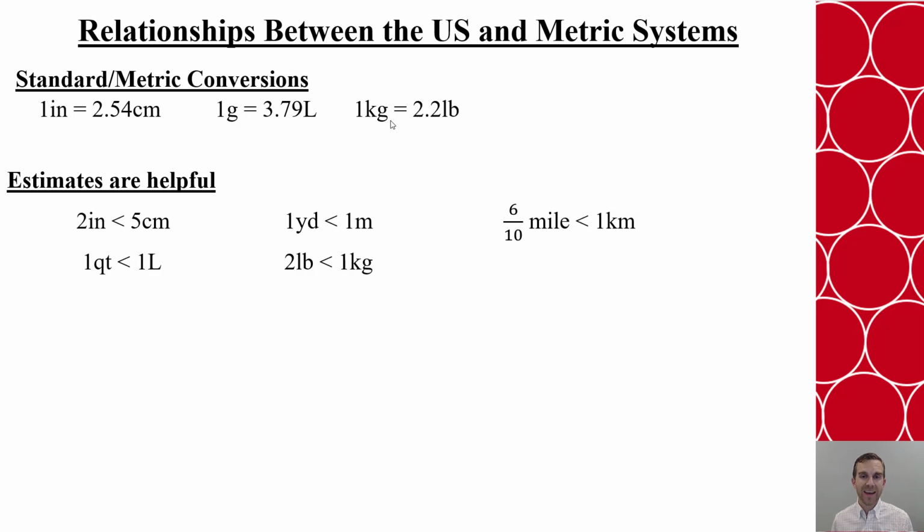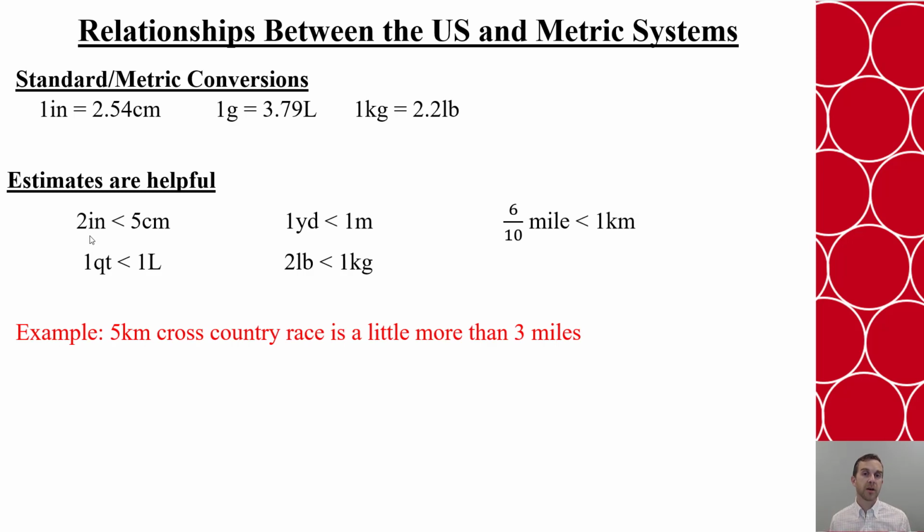But we can also estimate at times to help us out, recognizing that 2 inches is close to 5 centimeters, but it's a little less. A yard is close to a meter, but it's a little less. A kilometer is about 6/10 of a mile, but the kilometer is a little bit more. A quart's a little under a liter, and 2 pounds is just a little less than a kilogram. They're close, but they're not exact. But depending on what we need, that could be good enough.